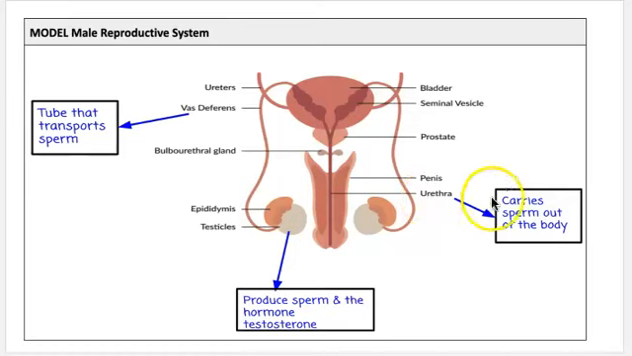And then we have your urethra. This job is to carry the sperm and urine from outside the body.